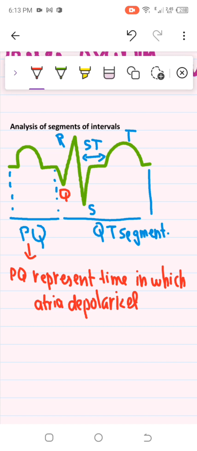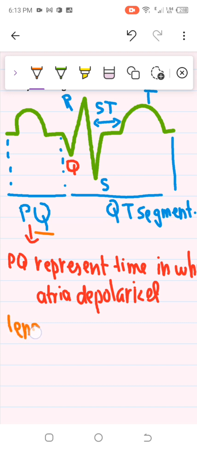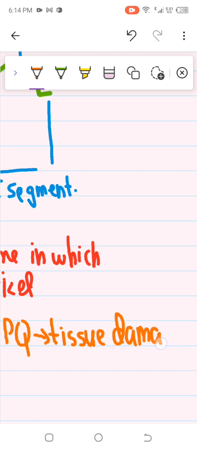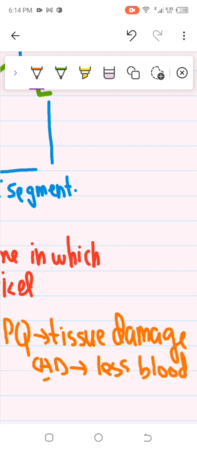Now, if we increase the length of PQ, this lengthening of PQ simply means the tissues are damaged. When these tissues are damaged, this means CAD, less blood supply goes to our heart, and this is the disease or problem which may occur. Less blood supply to the heart.